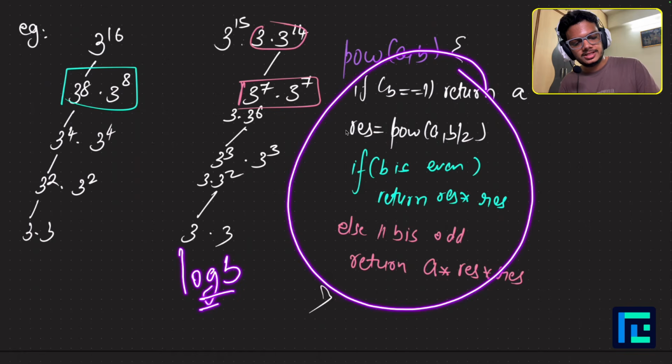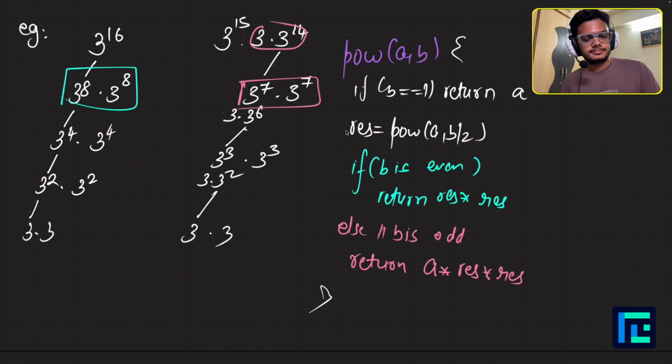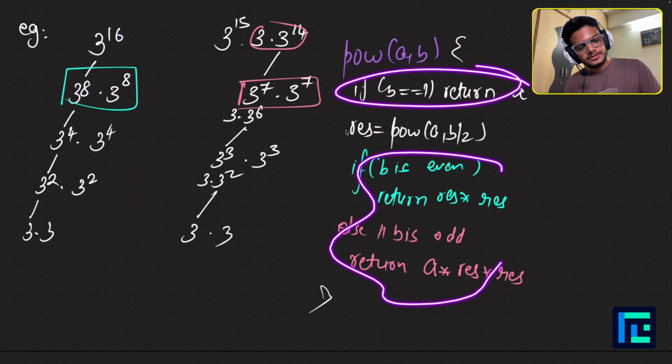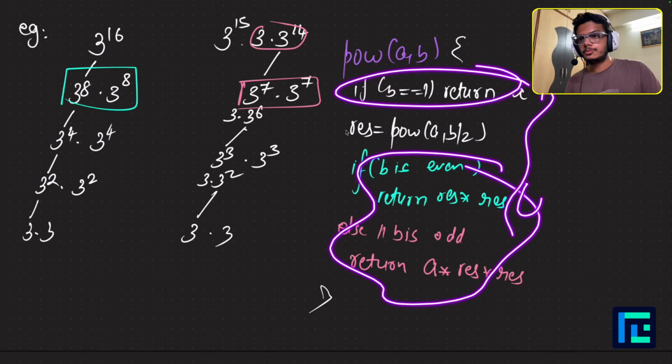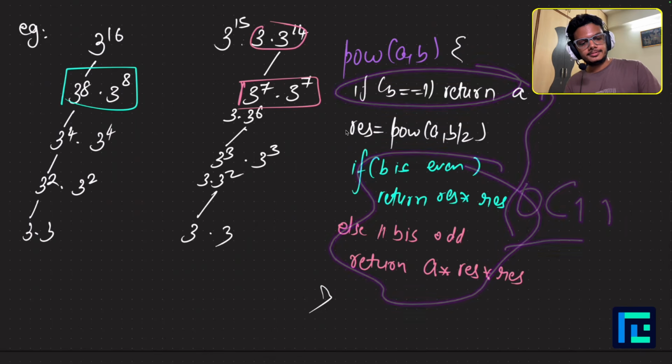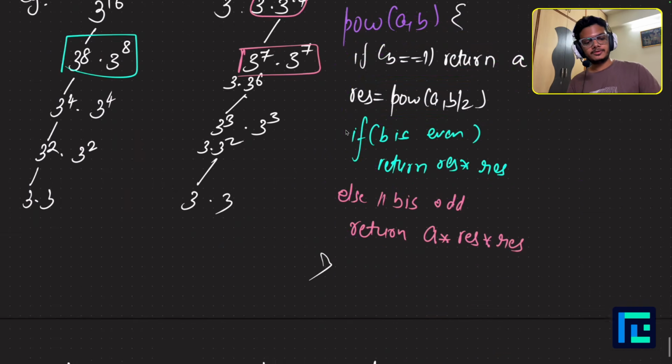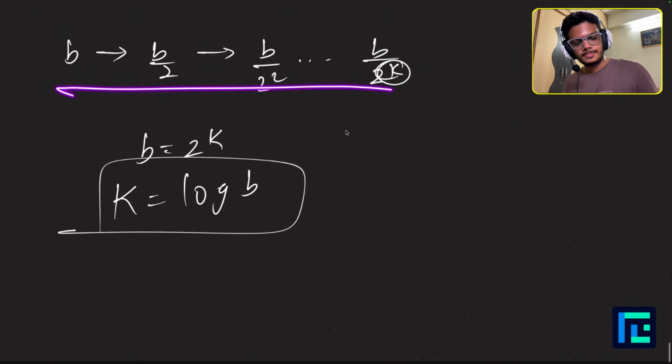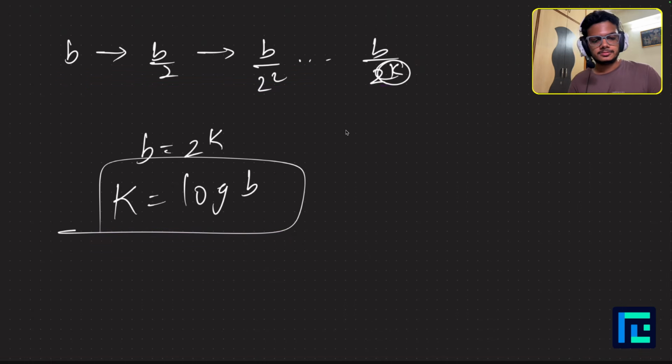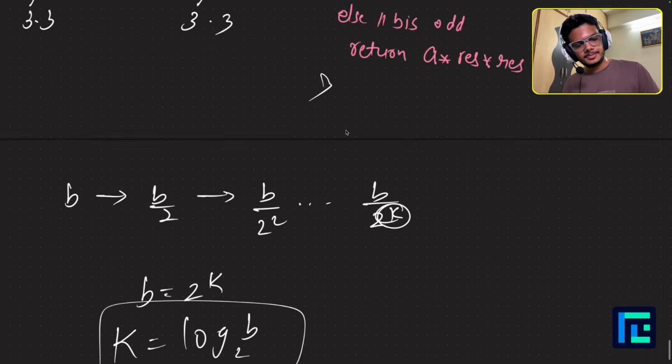Why? Because in each step you are doing just a constant operation, right? So this runs for log b number of times, and every time we only have some constant operation. This thing will be called log b number of times by this logic. So the time complexity here is log b base 2. Fine. So yeah, this is the optimal solution, right?